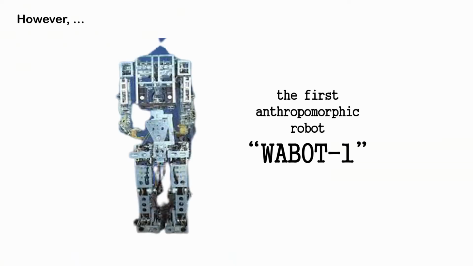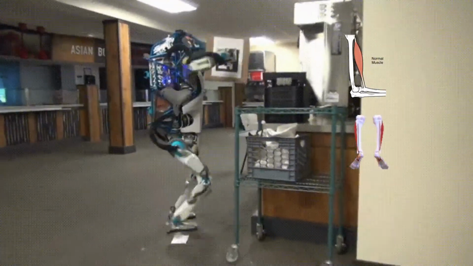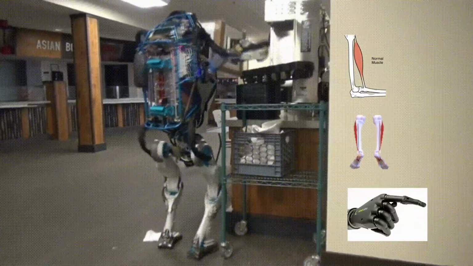However, in Japan, the first anthropomorphic robot, WABOT-1, was invented at Waseda University in 1970. It could complete some simple tasks by using artificial parts such as muscles, limbs, and hands.